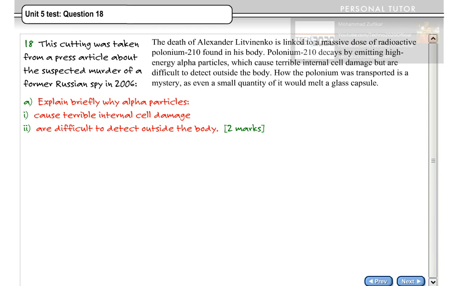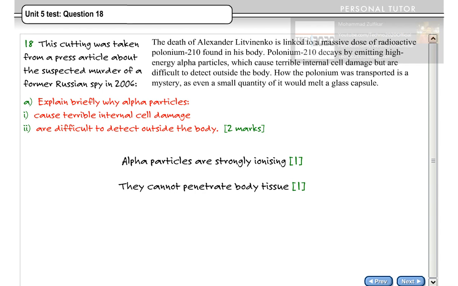In Part A, alpha particles cause terrible internal cell damage because they are strongly ionizing. Because of this, they are absorbed by a thin layer of tissue and so are difficult to detect outside the body.